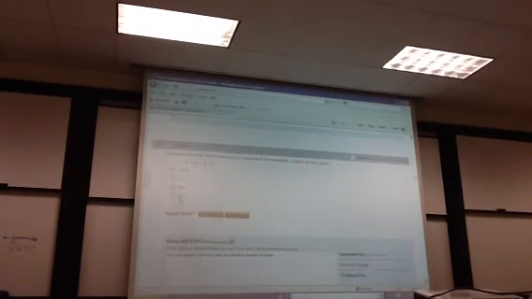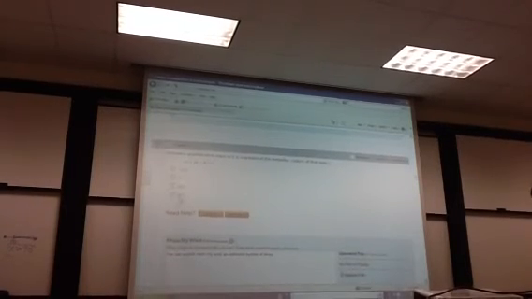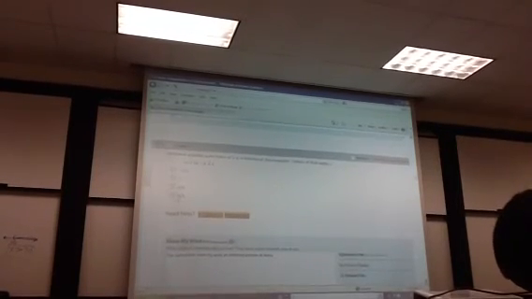Is 4.5 in the set? Yes. What says it is? Bracket. The bracket says it is, the equal to sign. So that's good.